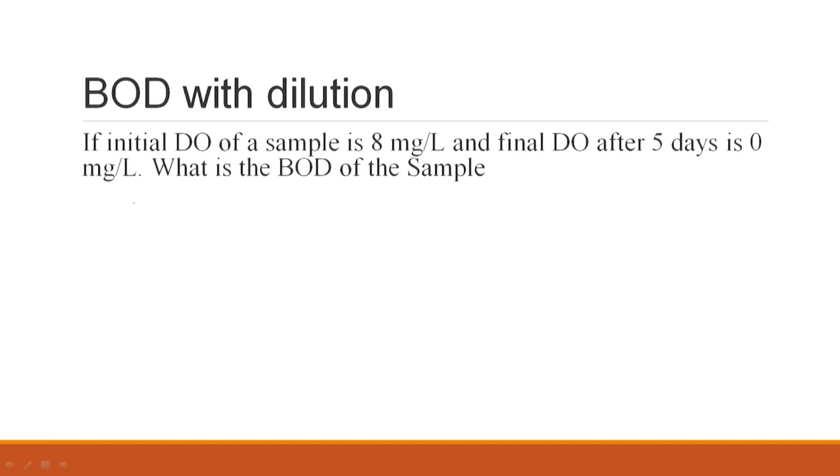So, we have another example that will illustrate the aspect we were discussing earlier: if my BOD is high, what are the issues, and how can I measure the relevant sample? Here we have a sample with initial DO of 8 milligram per liter, and after 5 days 0 milligram per liter. So, what is BOD 5 equal to? Well, the simplistic calculation would be 8 minus 0, which is equal to 8 milligram per liter, right.